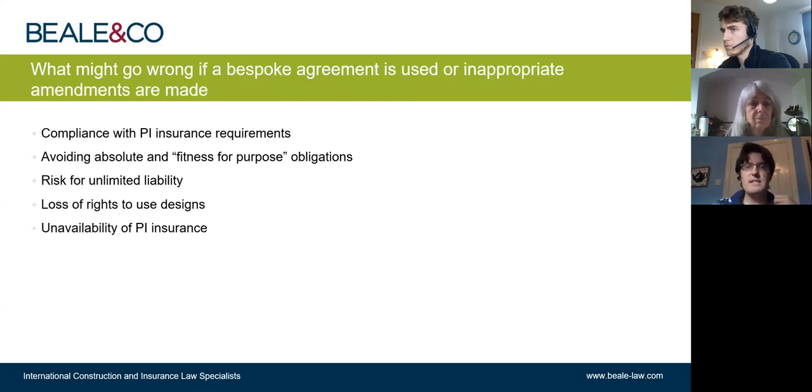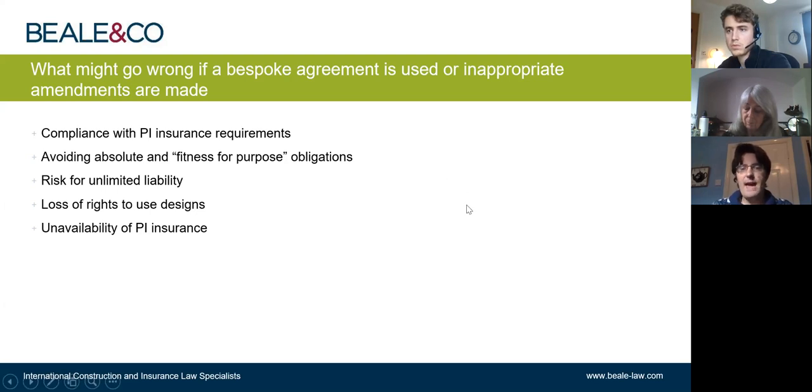So the procedure is this. The consultant will issue their payment notice each month, assuming that monthly instalments apply, stating the amount that it considers to be due and how that's been calculated. So usually that will be a pre-agreed instalment. And the date that the consultant issues that invoice will be what's called the due date.